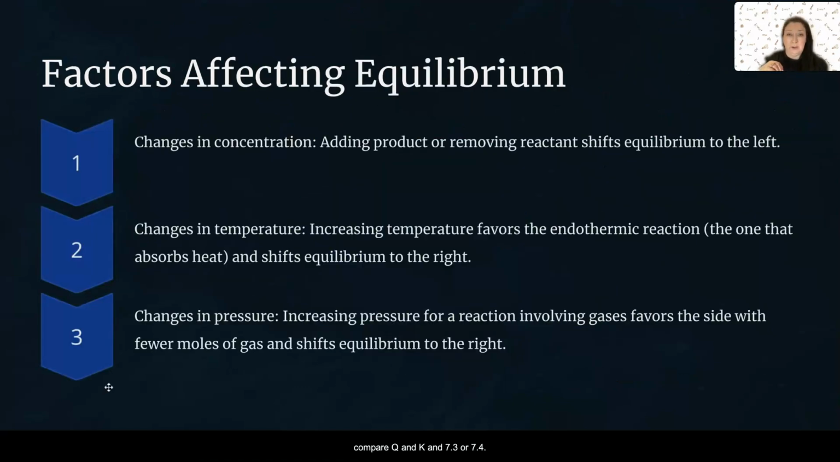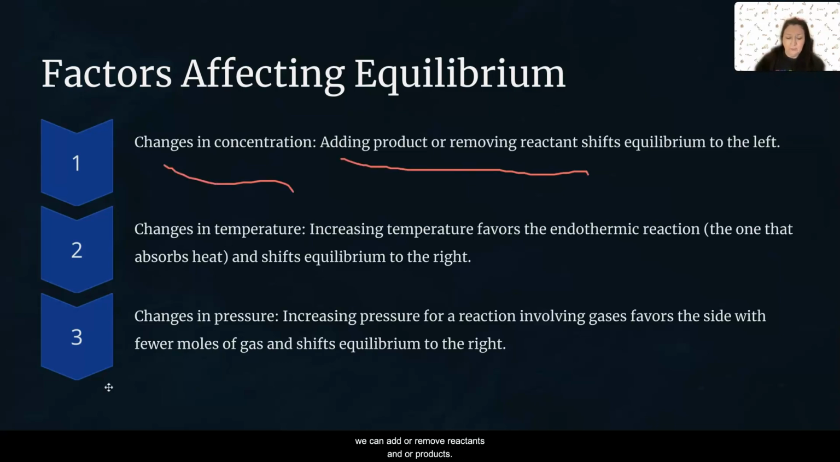we're not going to compare Q and K in 7.3 or 7.4. We will soon, but it's just a little bit of an introduction of why we have them. This is a review from 7.2, okay? So, factors that affect equilibrium. We can change the concentration.